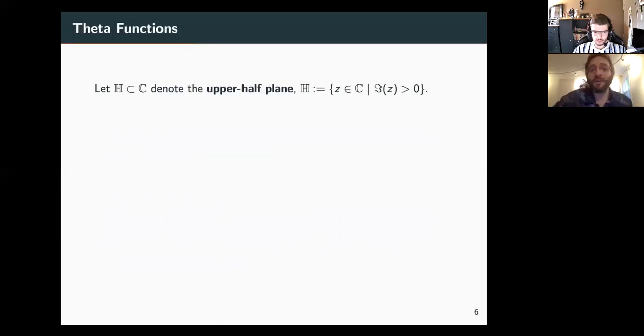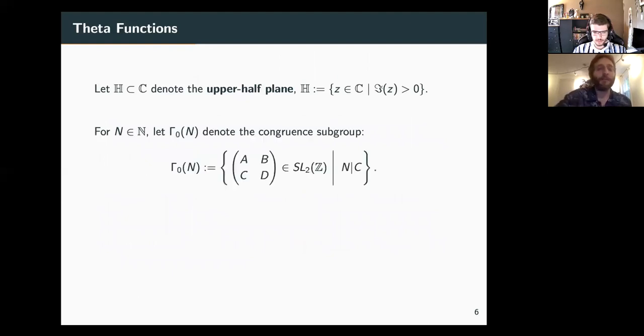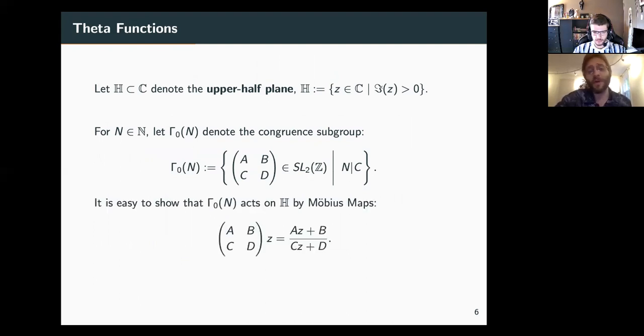Let H denote the upper half plane, the part of the complex plane where the imaginary part is strictly positive. And for any natural number n, let Gamma_0(n) denote the subgroup of the invertible integer matrices such that the bottom left entry of the matrix is divisible by n. It is easy to show that these congruence subgroups act on the upper half plane via Möbius maps. This is something that is often taught in a lot of undergraduate complex analysis courses.